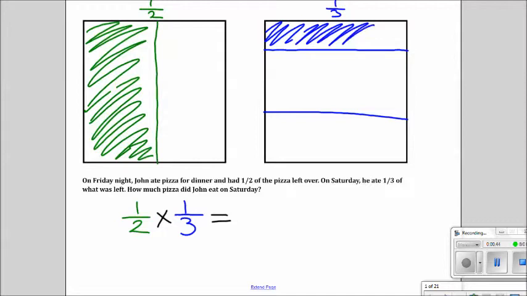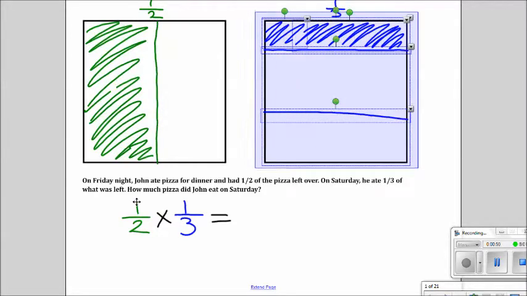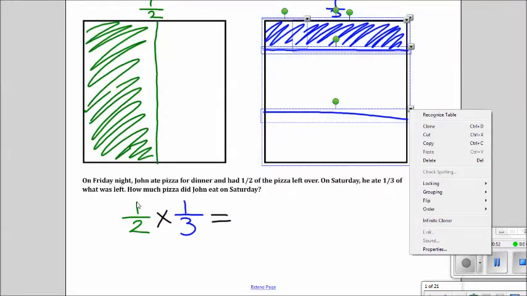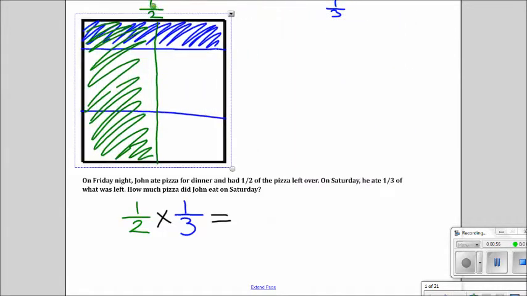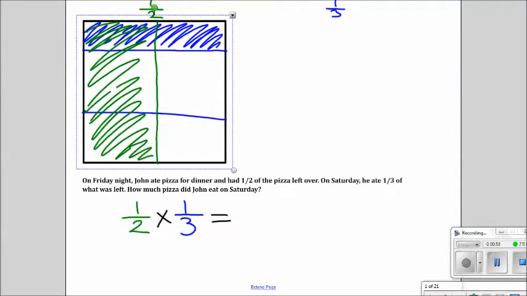Now here's why we need to be able to see those lines and why we draw our lines in 2 different directions. Because when we take these clear plastic squares and we overlap them, we now see how many new pieces we have, and the overlapping area shows us how much John ate. So in this case, John ate 1/6 of the pizza.